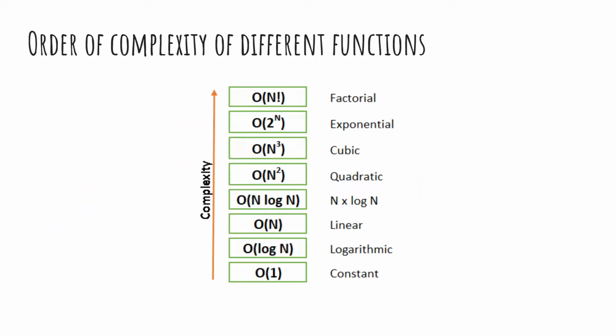Okay, so this slide basically has this table which covers the order of complexity of different functions. So as you can see, an algorithm which runs in constant time, which is represented by big O of one time complexity, is considered to be the fastest algorithm, and then that is followed by logarithmic algorithms, and then linear, n log n, quadratic, cubic, exponential, and then finally factorial.